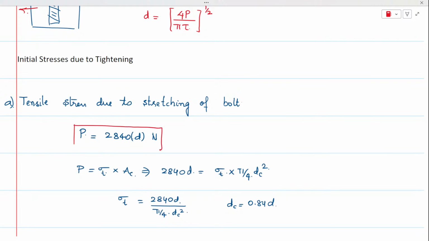So whenever there is initial loading or induction of stresses due to preloading, due to tightening, then in that case, we have to use this initial load formula. Initial load or preloading.